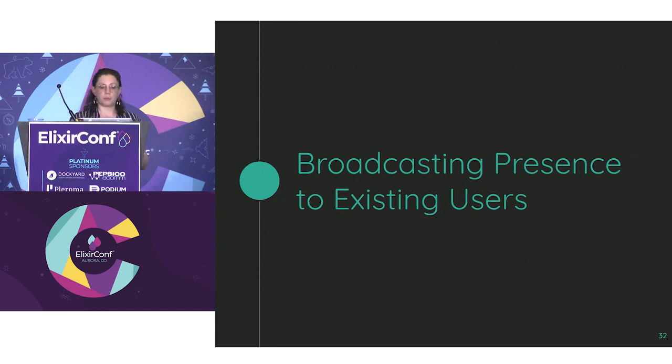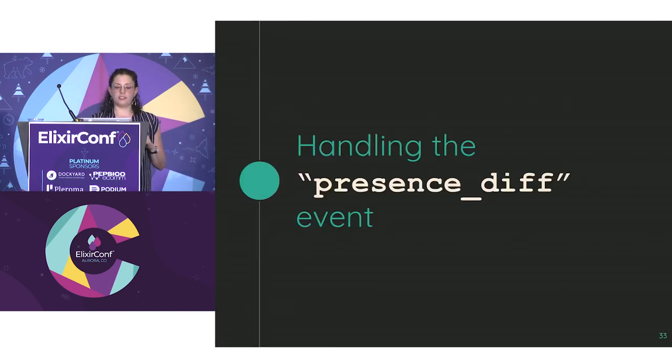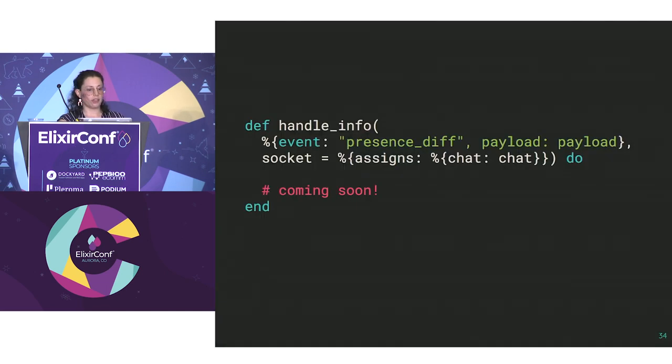Recall that all of our LiveView processes use PubSub to subscribe to this same chat room topic when the LiveView mounts. Since Presence is tracking users under this topic and Presence shares a PubSub server with the rest of our application, when Presence broadcasts the Presence diff event, that event is going to be consumed by our LiveView processes. So all we need to do is teach those processes how to handle this Presence diff event broadcast with a handle_info function. We'll implement a handle_info function that listens for the Presence diff event.